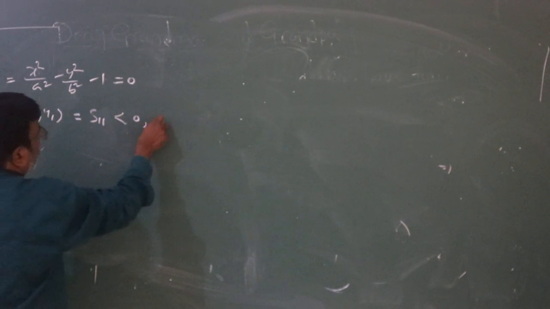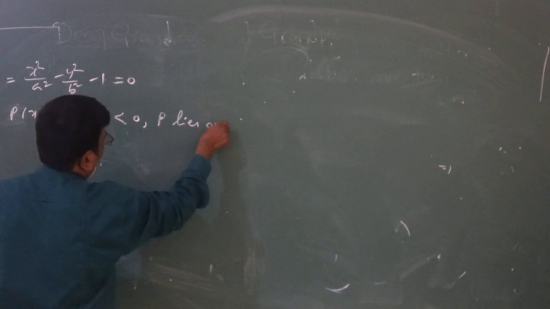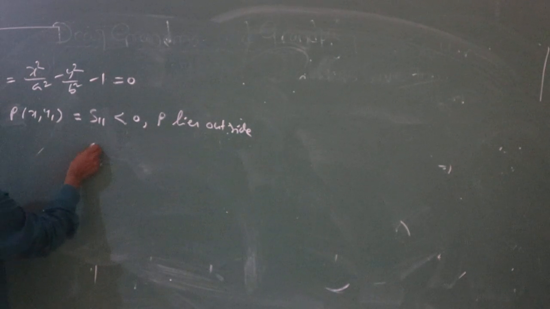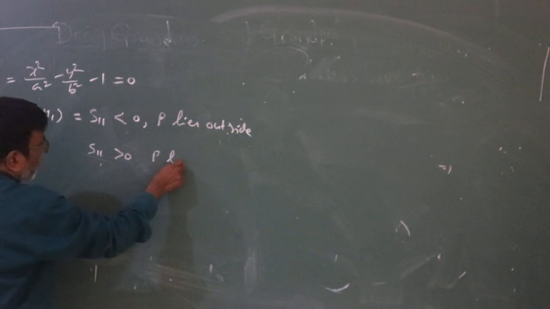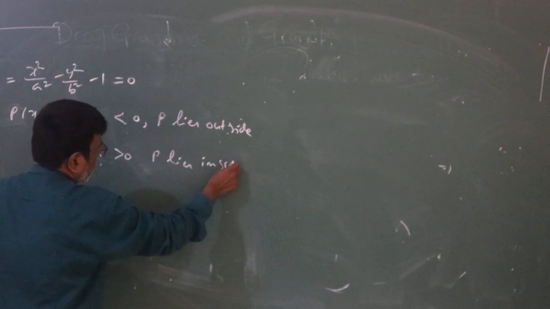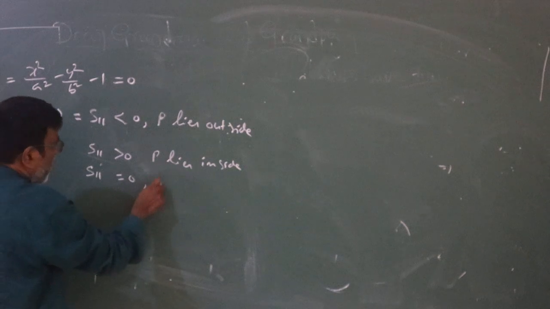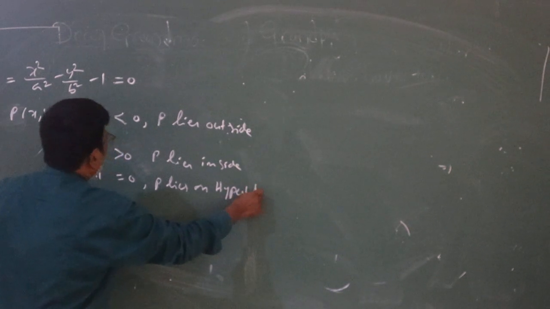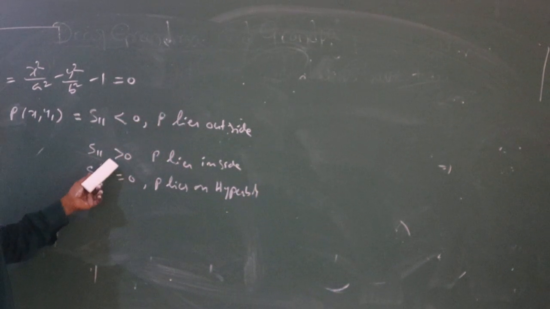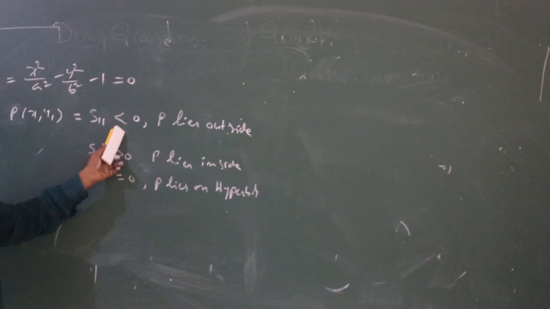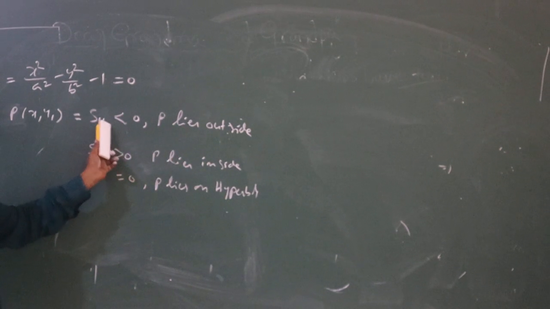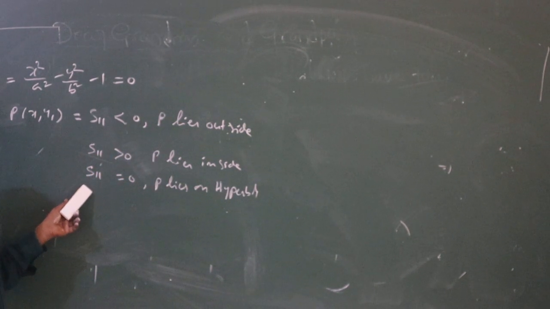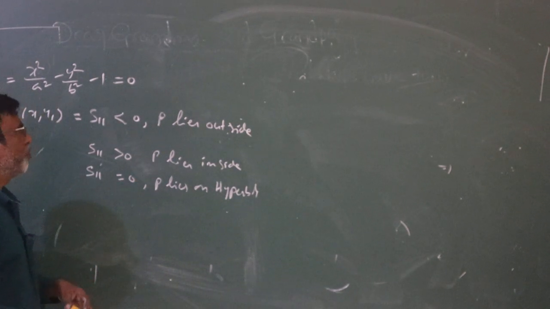If S11 is less than 0, P lies outside. But in an ellipse, it is reversed. If S11 is greater than 0, P lies inside. If S11 equals 0, P lies on the hyperbola. These are the three cases we are considering. For an ellipse, S11 greater than 0 means P lies outside, but here it is reversed: S11 less than 0, P lies outside; S11 greater than 0, P lies inside; S11 equal to 0, P lies on the hyperbola.